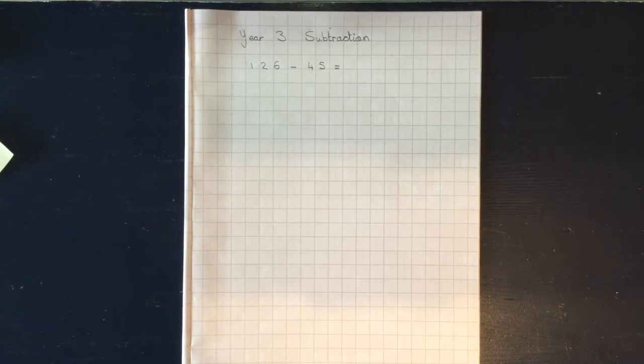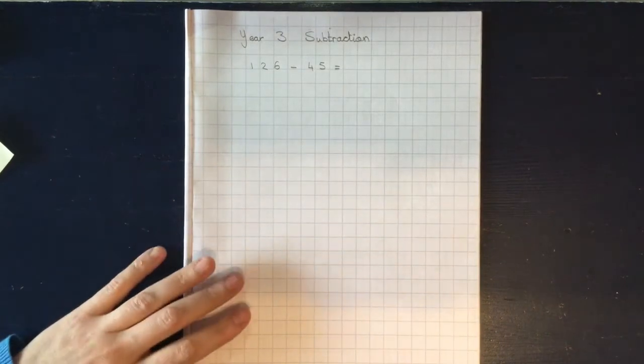Drawing onto the children's knowledge of counting backwards in tens and ones from year 2, we introduce the year 3 subtraction on a number line. We introduce the language as well.